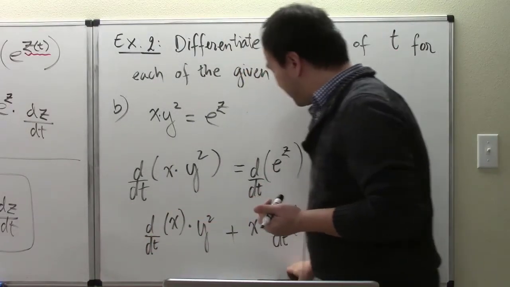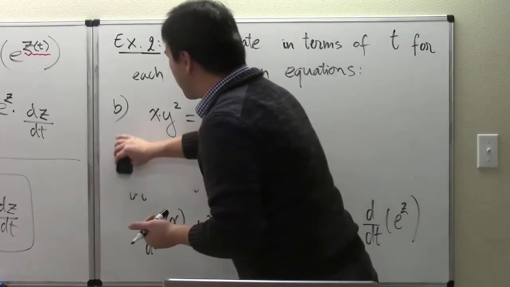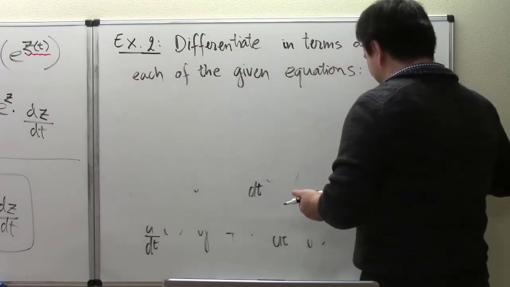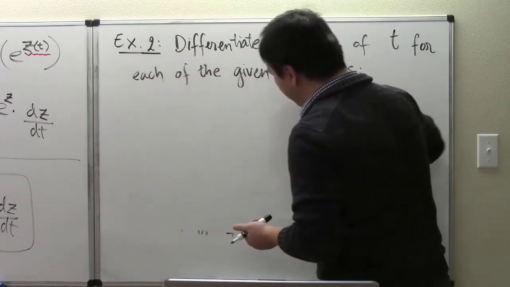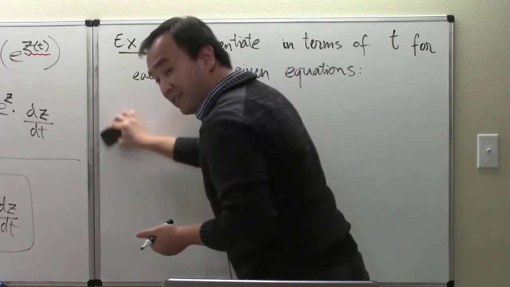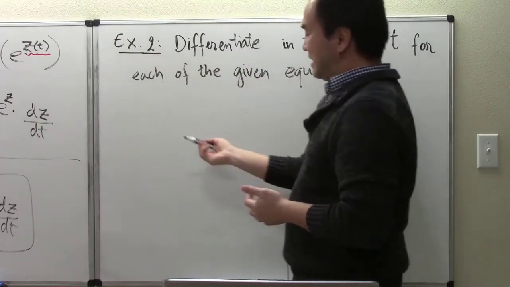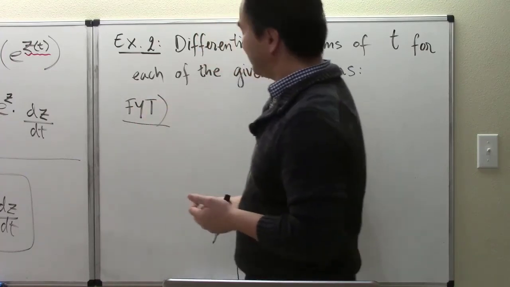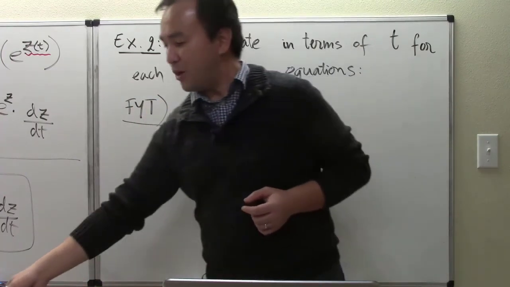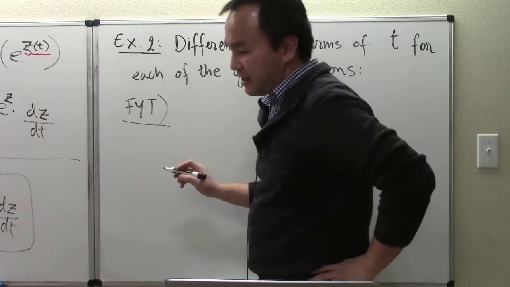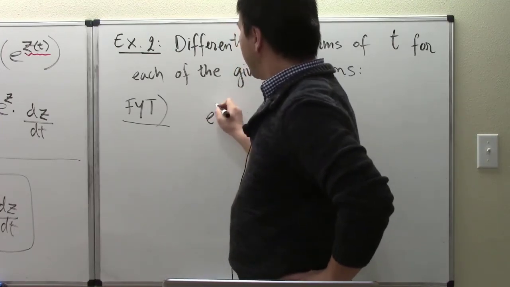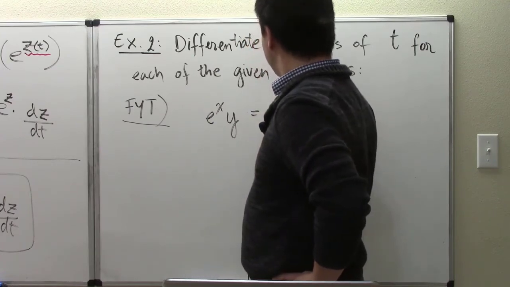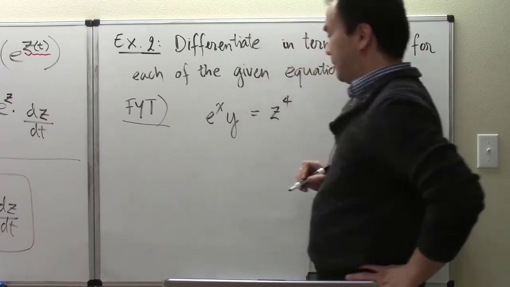All right, so I'm going to put in another FYT for my viewers, to give some opportunity for my viewers to practice independently as you are watching the video. And so there's another FYT. Okay, and so the equation I have prepared for any of you is, how about e to the x times y equals z to the fourth power, for example.